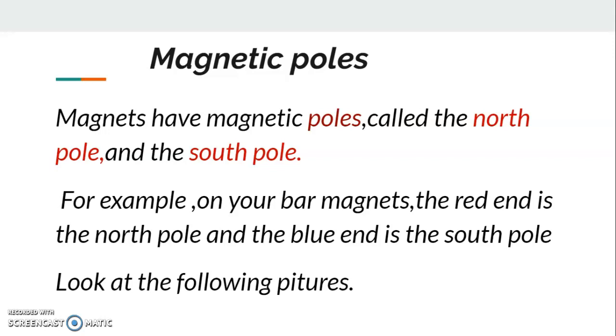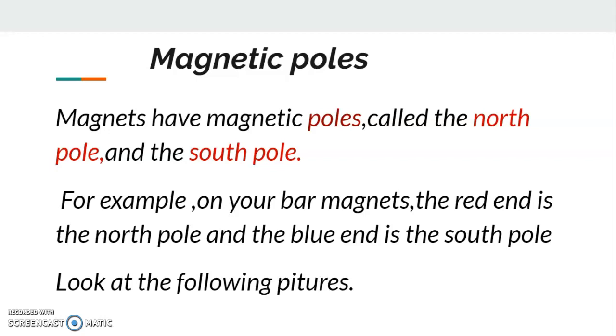Magnetic poles, أقطاب المغناطيس. Magnets have magnetic poles called the North Pole and the South Pole. جميع المغانط عندها أقطاب المغناطيس. القطب الشمالي North Pole and the South Pole القطب الجنوبي. And always N, you notice on the magnet letter N, it's for north, and letter S is for south.